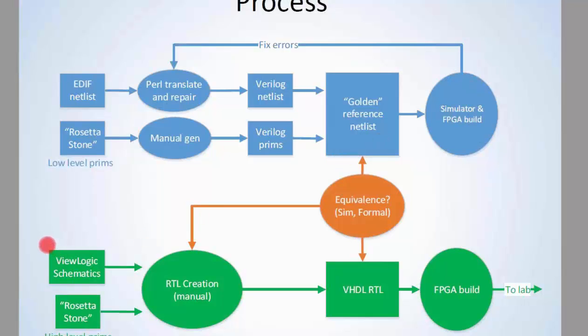The green path is generating our new RTL code, which eventually becomes the customer's design. We had the view logic schematics, which are not machine readable, so we just went through them, across each page of the schematic, going left to right, implementing one block after the other in VHDL, along with our Rosetta Stone. So if we came across a counter, we would see the exact functionality of that counter and write that counter's function in VHDL. Those two taken together become our RTL design, which we go off and build the FPGA and send it to the lab.